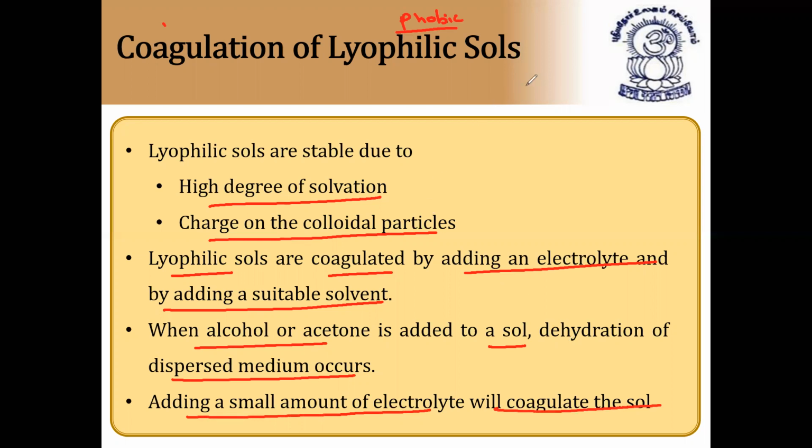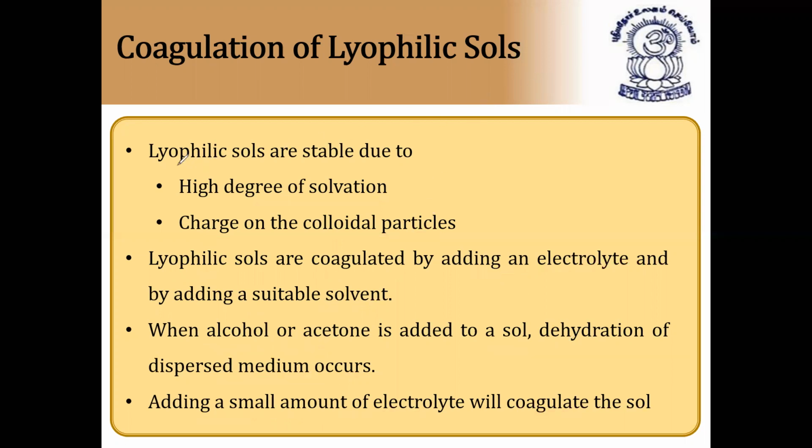So we can coagulate the lyophilic sol as well as the lyophobic sol. For coagulation, what do you have to do? Lyophilic sols are coagulated by adding an electrolyte. What do lyophilic sols mean? They are nothing but solvent loving, and lyophobic means solvent hating. So lyophilic sols are coagulated by adding an electrolyte and by adding a suitable solvent. When alcohol or acetone is added to a sol, dehydration of the dispersed medium takes place. Adding a small amount of electrolyte will coagulate the sol. I hope it is clear. So all these points are most important because you are definitely going to get questions from this.